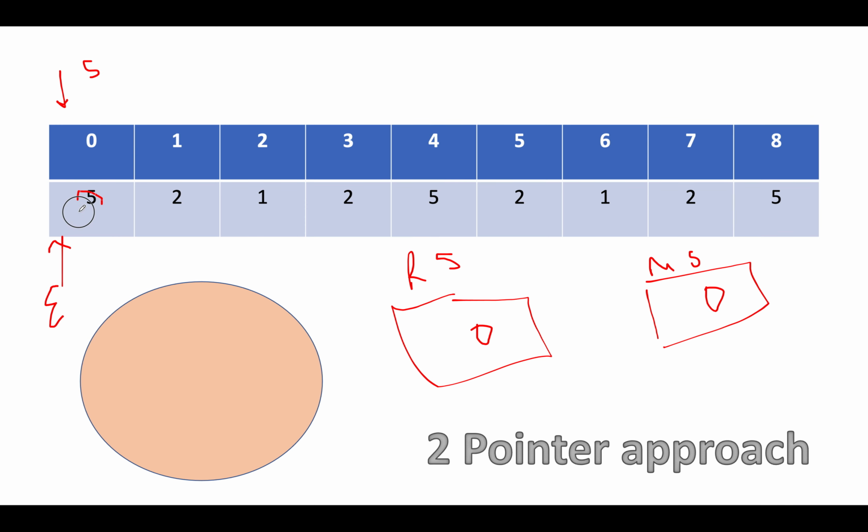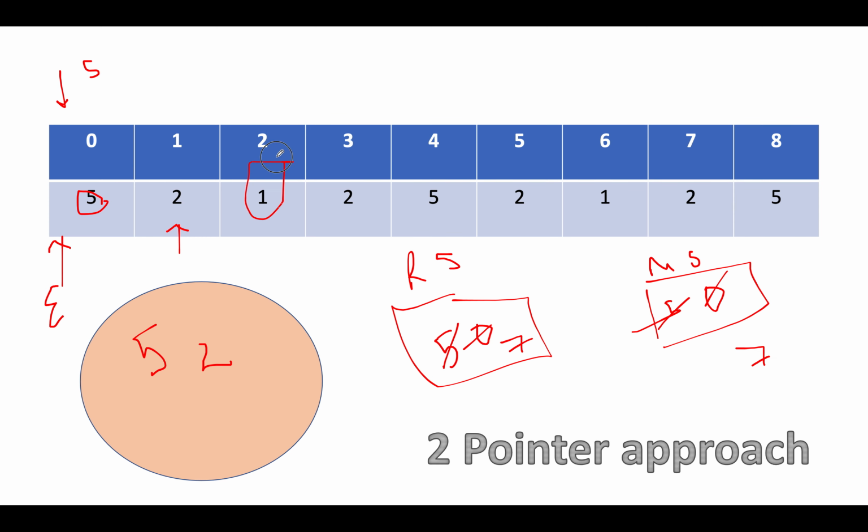So the first element is 5. 5 is not part of the set, so 5 gets added. Running sum gets updated to 5, max sum gets updated to 5. The next element is 2. 2 is not part of the set. Running sum gets updated to 7, max sum gets updated to 7.